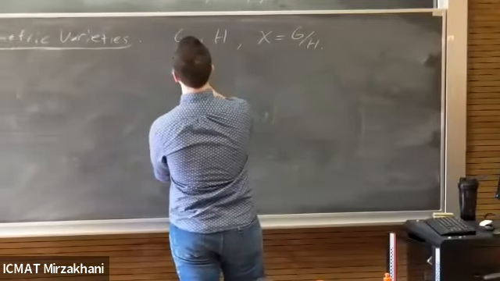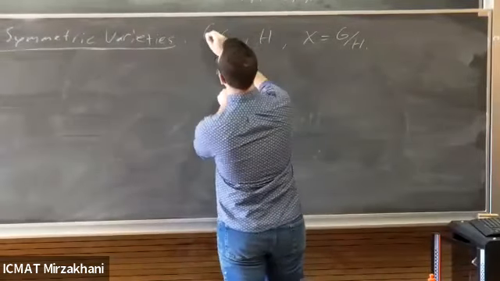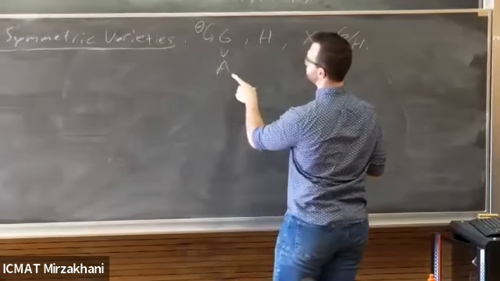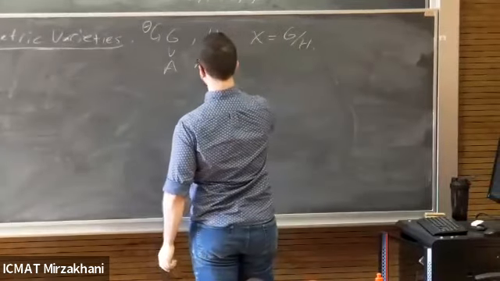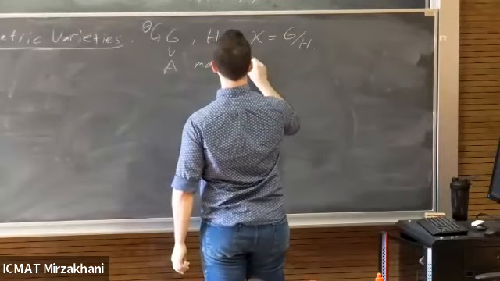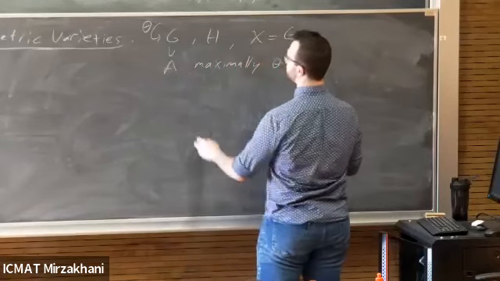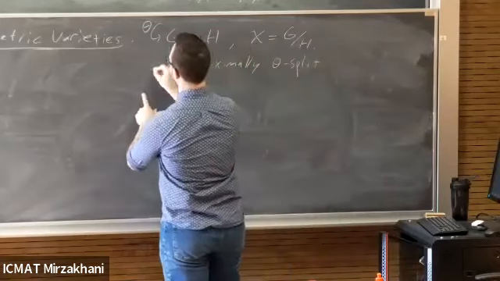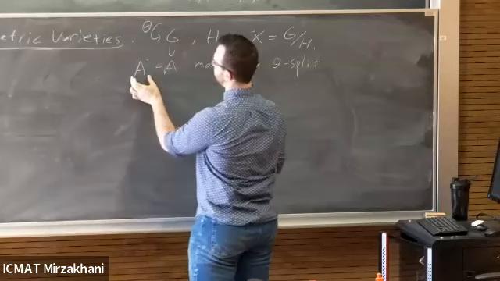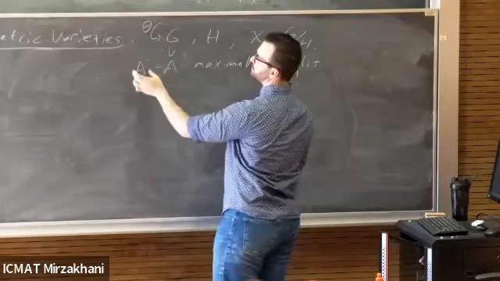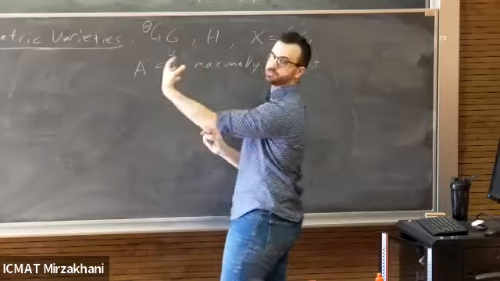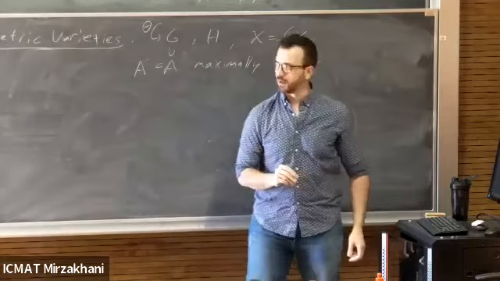I'm going to fix a maximal torus. So I have my involution theta. I'll fix a maximal torus A, which is maximally theta-split, in the sense that if you take the subgroup on which theta acts by inversion, it's the largest possible such torus.